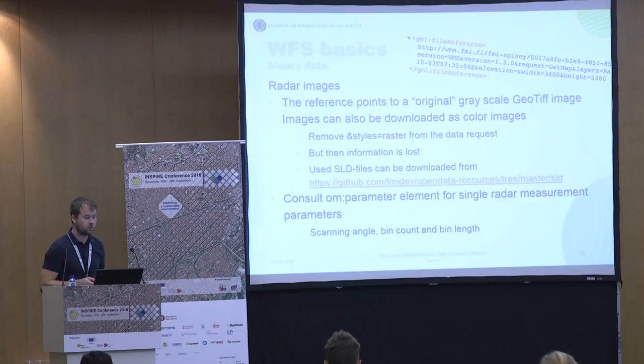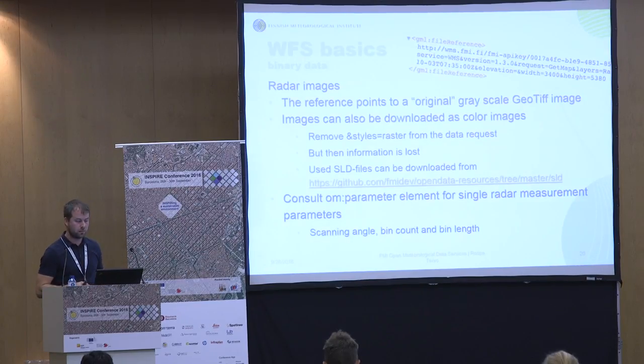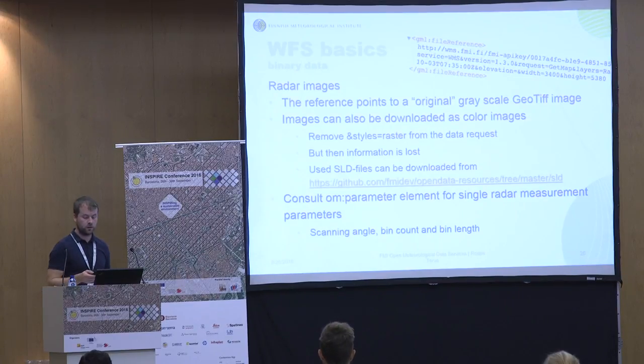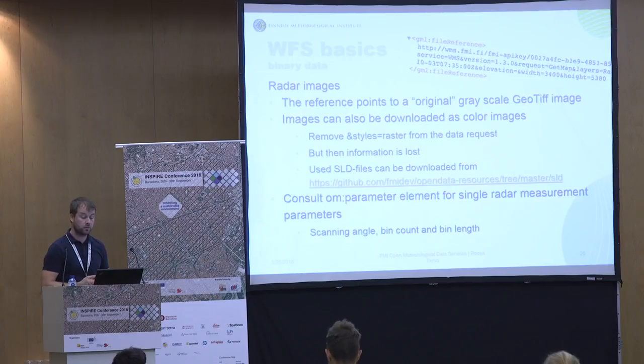Radar images, the reference points to an original grayscale geotiff image, but they can also be downloaded as color images. So for example, you can download as a PNG file or something like this. Then of course you lose information. If you want to use the SLDs that we use, we have put them up on GitHub. Then also for those knowing a bit more about radar measurements, you can get just some parameter elements. For example, scanning angle, bin count, and bin length.